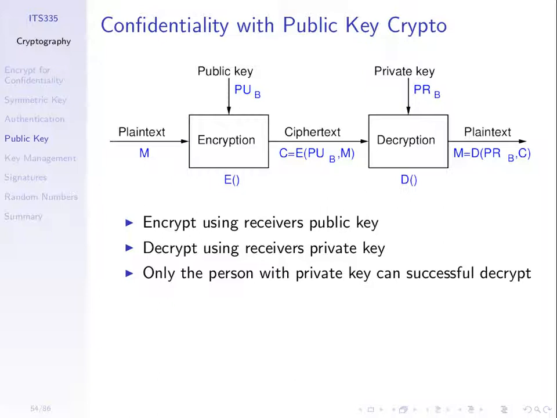So some important points here. Every user has their own key pair. PUB, PRB in this case, belong to user B. User A would have its own key pair, but we don't use it in this case. For confidentiality, we encrypt using the public key of the destination.